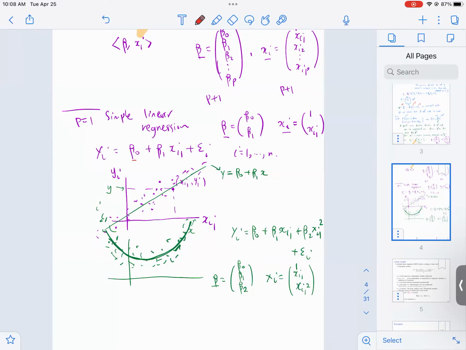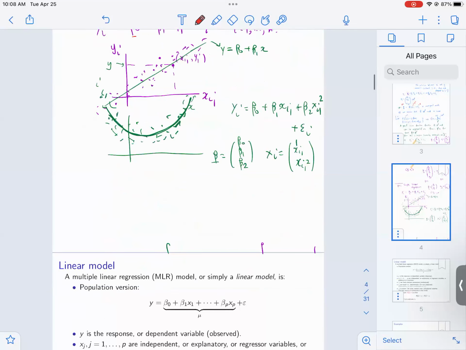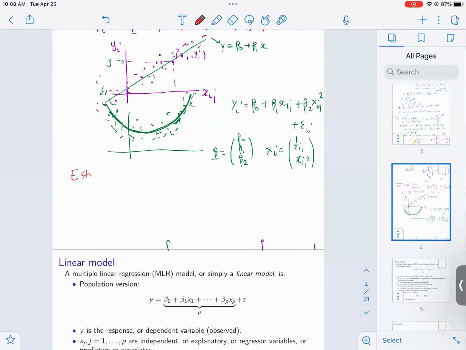Okay. The next step, usually the main thing that statisticians will do, is try to estimate the parameters of the model. Another way of saying it is fitting the model. Okay, so estimating the parameters, i.e. fitting the model.